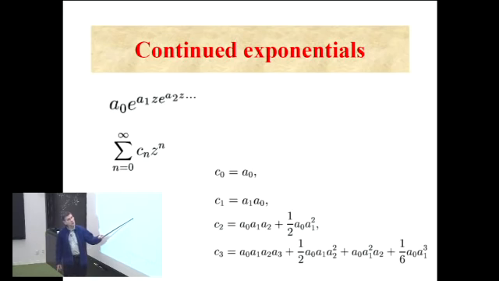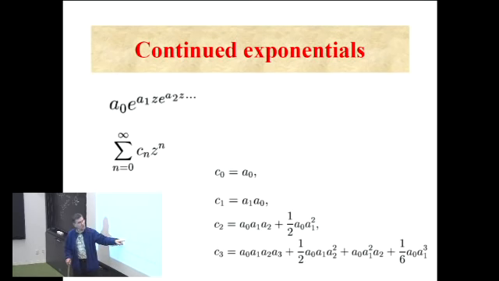If I know the first 10 A's, I know the first 10 C's. If I know the first 10 C's, I uniquely know the first 10 A's. Why is that? Because if I know C0, I know A0. If I now know C1, and I also know A0, then I now know A1. Now I know A0 and A1.